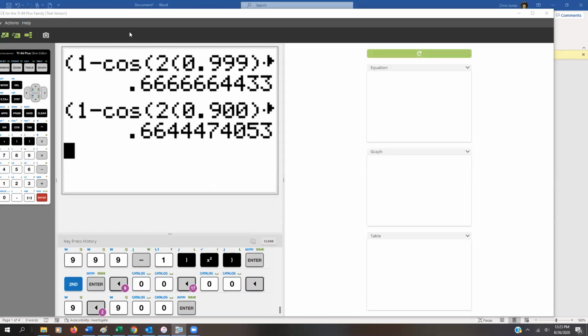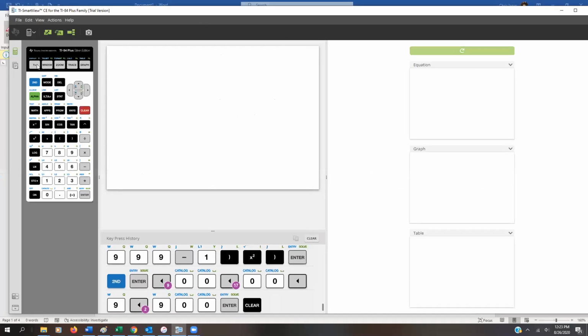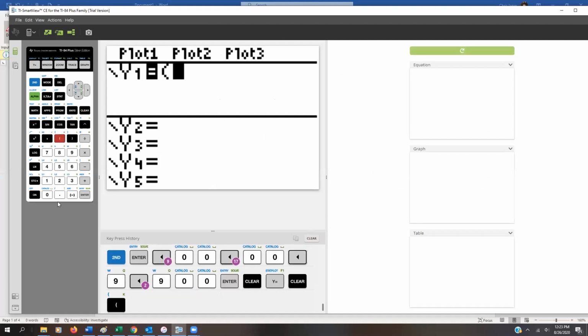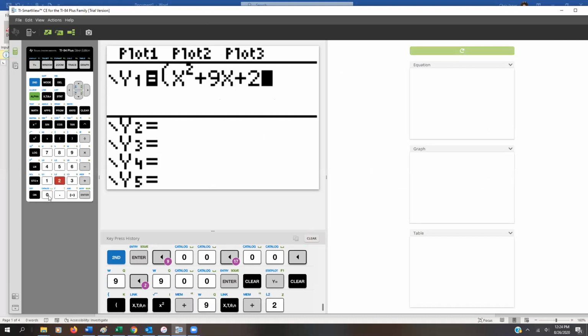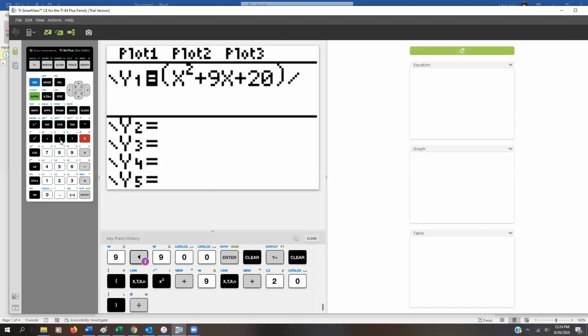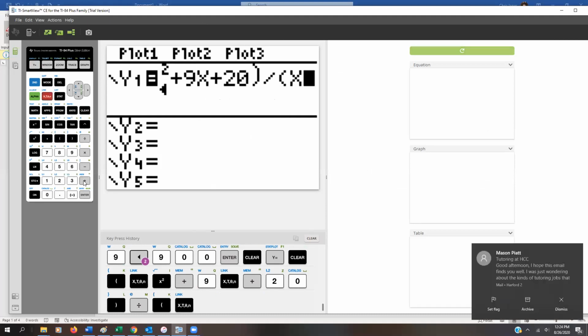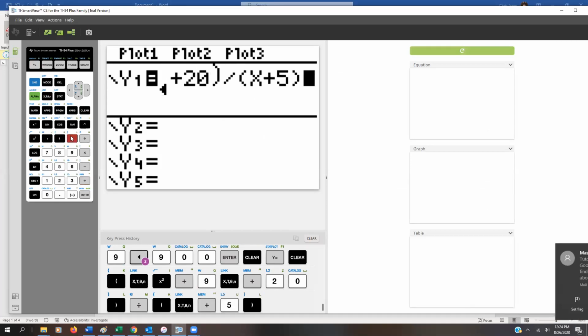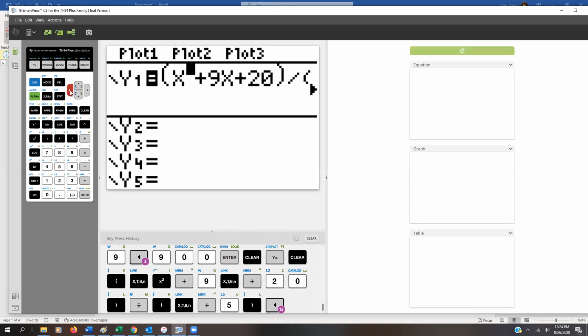All right, and let me clear out this stuff. And I'm going to graph. Now remember, our function was x squared plus 9x plus 20, and we're dividing that by x plus 5. Now you might think that you're going to get some sort of quadratic function, because you probably remember from pre-calculus that anytime you have a polynomial square, you're going to get a quadratic out of it.